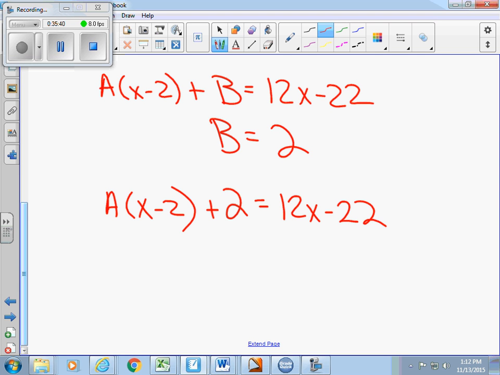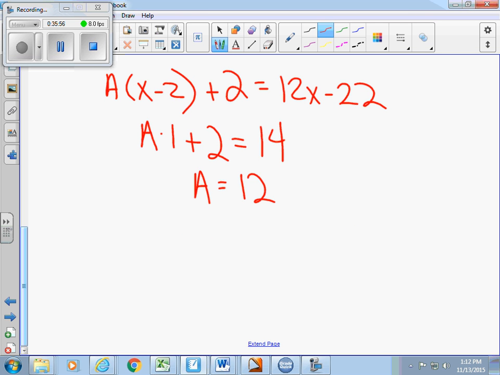Because you get A times 1 plus 2 equals 36 minus 22, which is 14. Subtract the 2 over and I get A equals 12. Any questions about that so far? Good so far? And so now you can set up your integral.